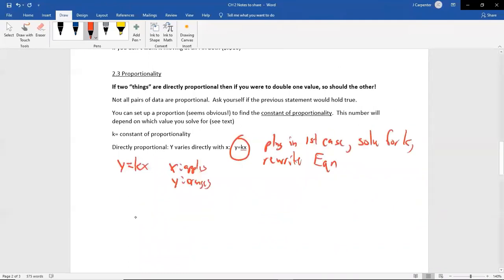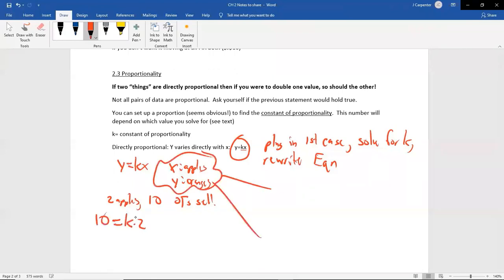And then maybe I say, all right, for every 2 apples, 10 oranges sell. So what you do is you make the apples 2, which was x. So we go k times 2. The oranges are 10, which is the y. This is why we write things like this. This is super important. Otherwise, you might put the numbers in the wrong spots.